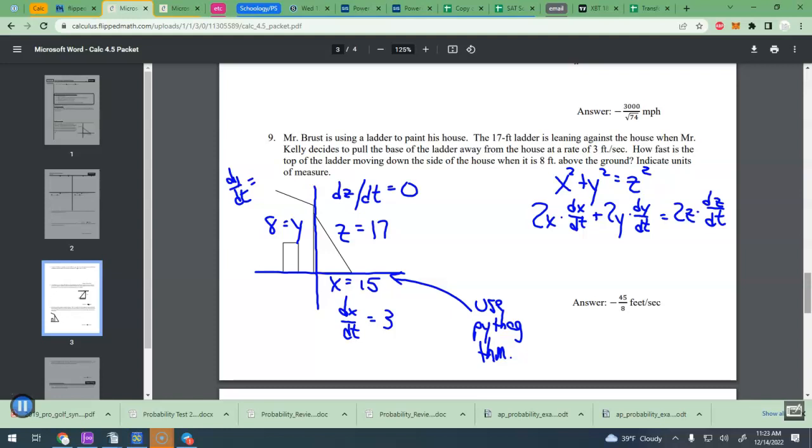How fast is a bad question? Yeah, because how fast? It's coming into the dock, so it's going negative. Oh, does it say how fast? That's why it's not right. Speed is speed. Speed is positive. So you just gotta get the number and ignore the sign.